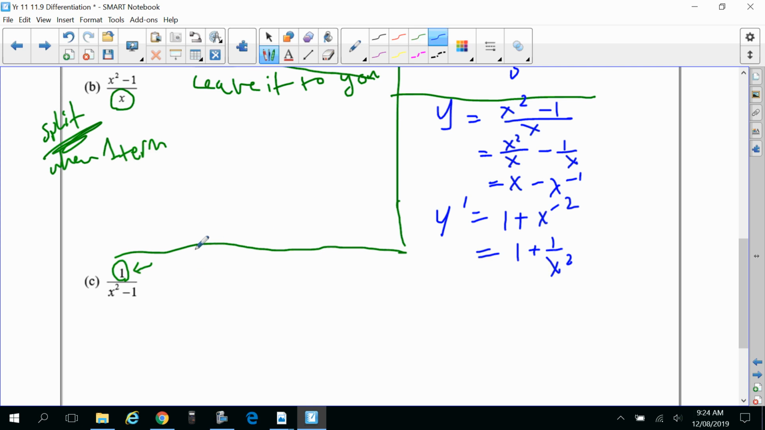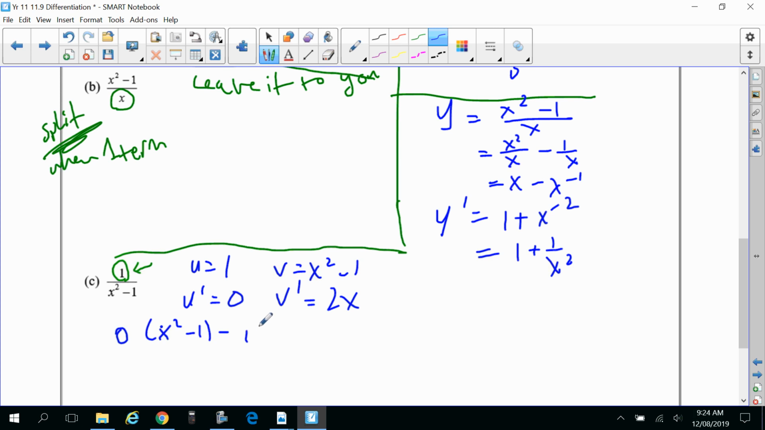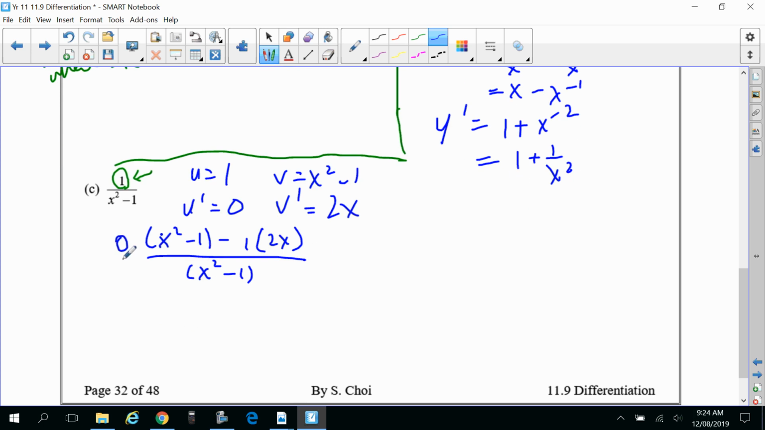Let's say we use quotient rule. I'm going to do quotient on that one. U equal to 1, V equal to x squared minus 1. Again, whenever you get 0, that's an alarm bell ringing. You don't need quotient rule when there's a 0 somewhere. So you go U dash V minus U V dash over x something squared, right? So that gets killed. So you get negative 2x, which is not bad.